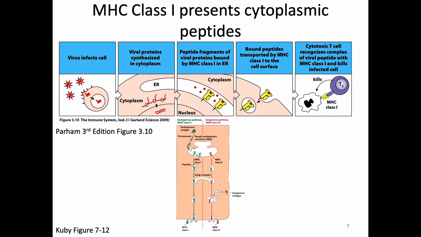acquisition of antigen, tagging for destruction, proteolysis, delivery, binding, and display. So we're going to see these steps for MHC class 1 today.